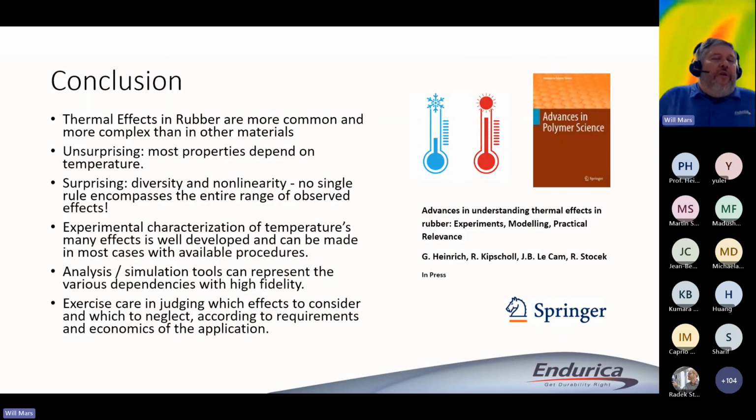So hopefully we can see that obviously thermal effects are common. Almost anything that you do in rubber is going to have a temperature dependence, and maybe that's not surprising. What is surprising is that there isn't one rule that covers everything. Fortunately, there are experiments we can do to measure all of these different effects, and there are tools we can use to simulate these. And it's really just a matter, when you're an analyst, of exercising a little bit of judgment about which things are important to include in your work and which things you can safely ignore.